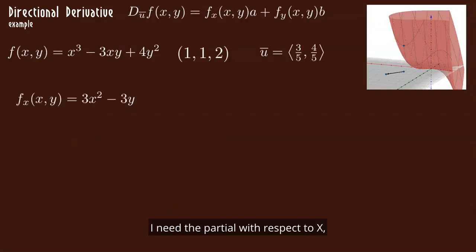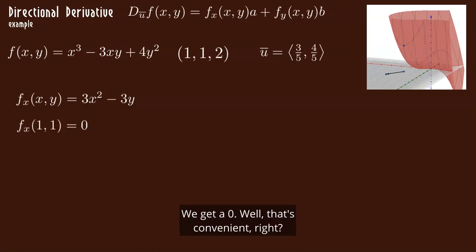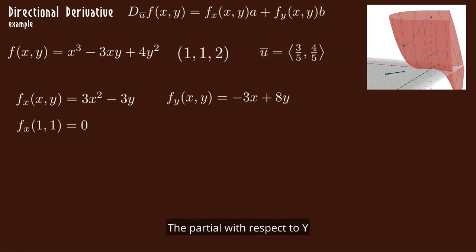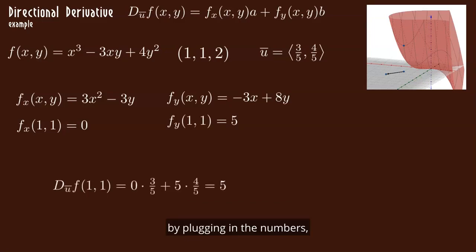I need the partial with respect to x, and at the point 1, 1, we get a 0. Well, that's convenient, right? The partial with respect to y is negative 3x plus 8y, and at the point 1, 1, we get a 5. So now I can find the directional derivative by plugging in the numbers, and I get that the slope is 5. And if you look, you can kind of tell that it's pretty steep. It looks like it could be a slope of 5.